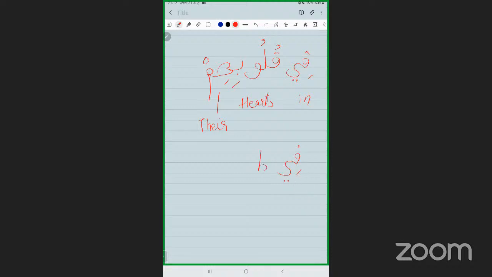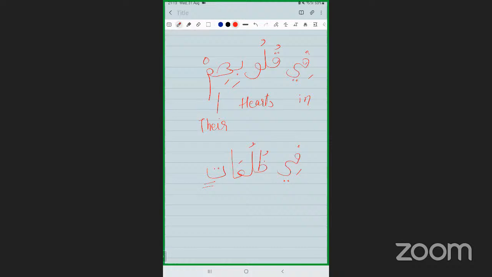Fi zulumat. What should I write? Fi zulumatin, or fi zulumatun, or fi zulumatan? Which harkat should I give in the end? It should be tin. Fi zulumatin. In the darkness, in the utter darkness.